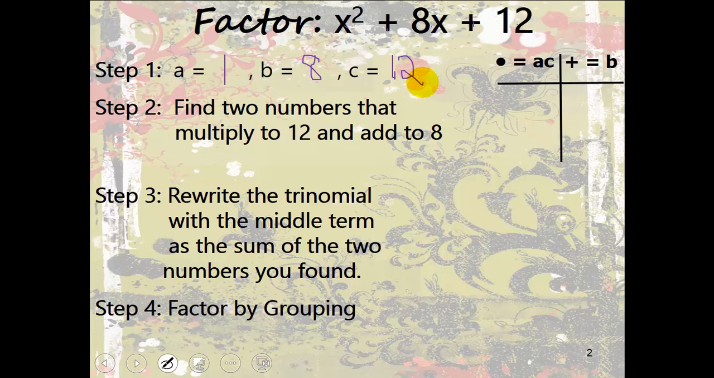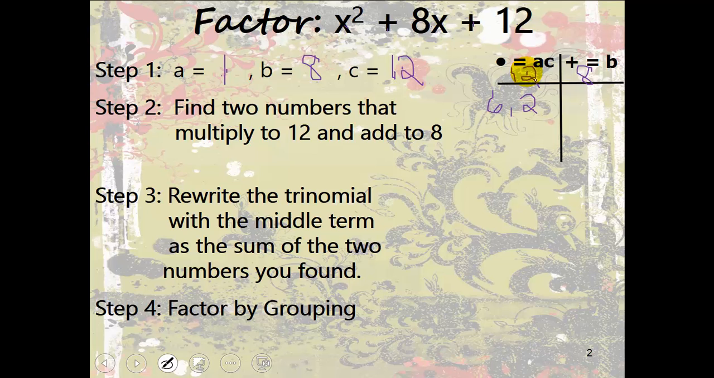Now in order for this to work, I have to find two numbers that multiply to a times c, which is 12, and add to 8. So this one isn't too difficult. 6 and 2. If you multiply them together, they get 12. If you add them, they get 8.